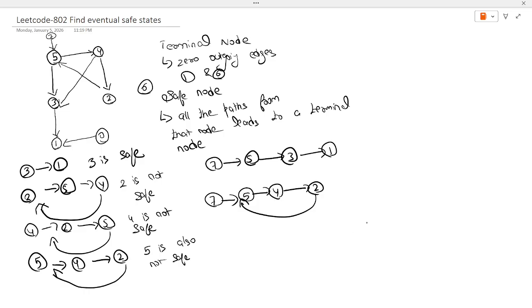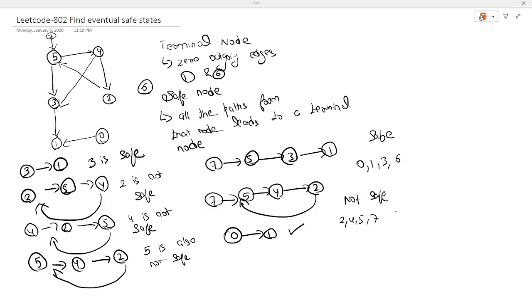So 0 is also left. If I consider 0, 0 has only one path and that leads to 1, which is a terminal node. Hence 0 is also a safe node. So we only have 0, 1, 3 and 6 as safe nodes, and 2, 4, 5, 7, all of them are not safe nodes.